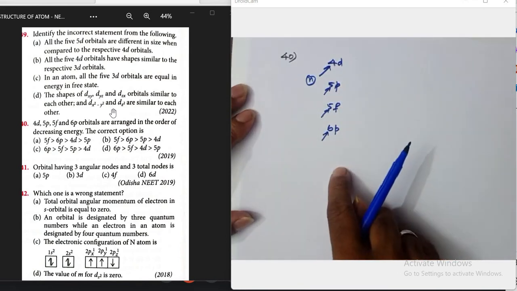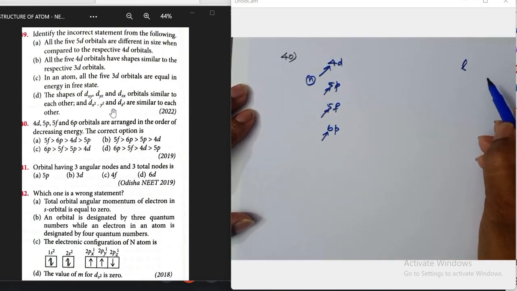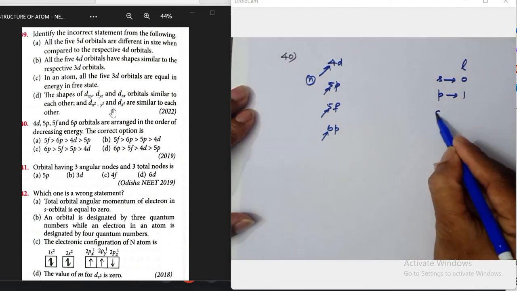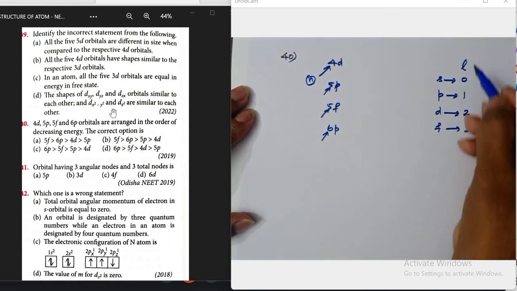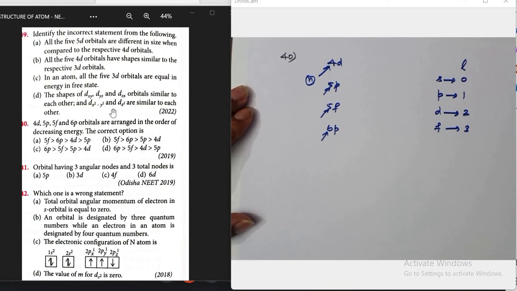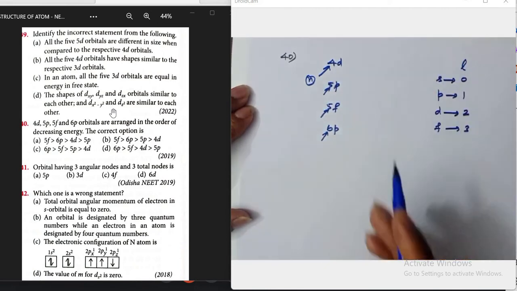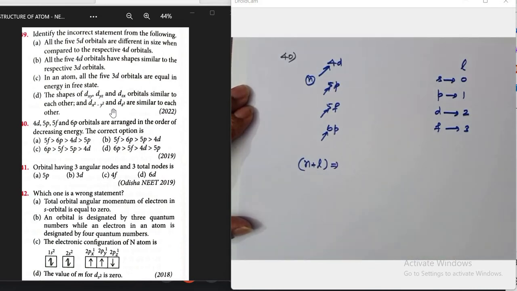And you know very well the azimuthal quantum number l for different orbitals. For s orbital, azimuthal quantum number is 0. For p orbital, it is 1. For d orbitals, it is 2. Then for f it is 3. Remember this. For s, l equal to 0. For p, l equal to 1. For d, l equal to 2. For f, l equal to 3. Now to arrange these orbitals in order of energy, you need to see n plus l values.